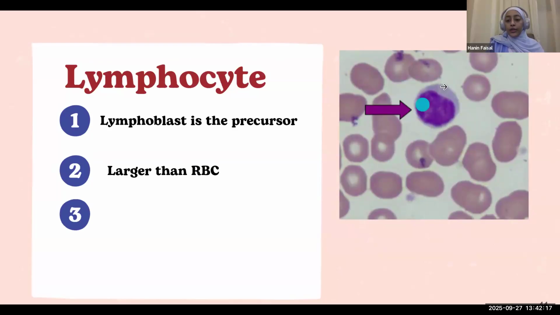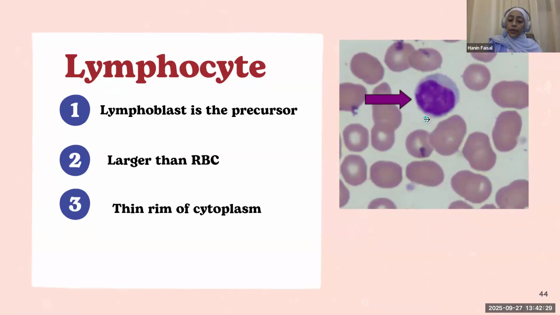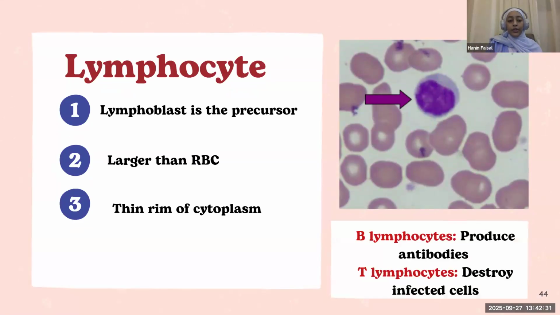And the ratio of the nucleus to cytoplasm, is the nucleus taking most of the space, or is there a little cytoplasm? Exactly, as you guys said, there's literally just a thin rim of cytoplasm here. And the function of it, first thing, lymphocytes, we have two types, B lymphocytes and T lymphocytes. Again, you're going to know this more in your immunity lectures. B lymphocytes are the ones that produce antibodies, while T lymphocytes include the T killer cells and so on, which are basically the ones that destroy infected cells.